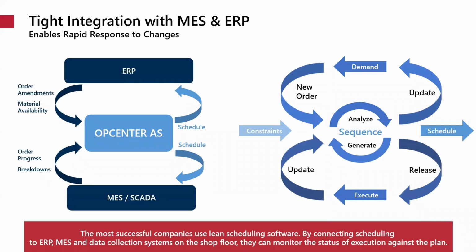Stock availability, calendars, people, and actual availability of things. On the other side, from the MES or a production floor controller tool, we can get updates on how our orders are being executed. So there is a breakdown on the line.